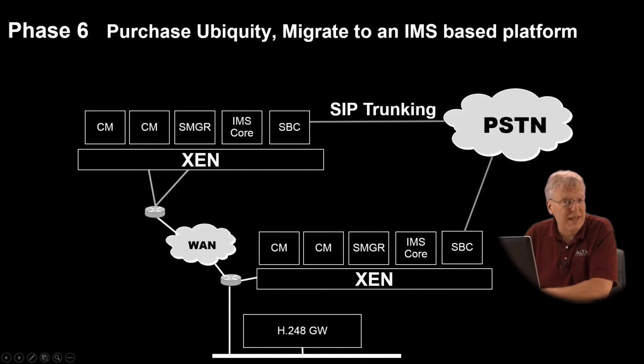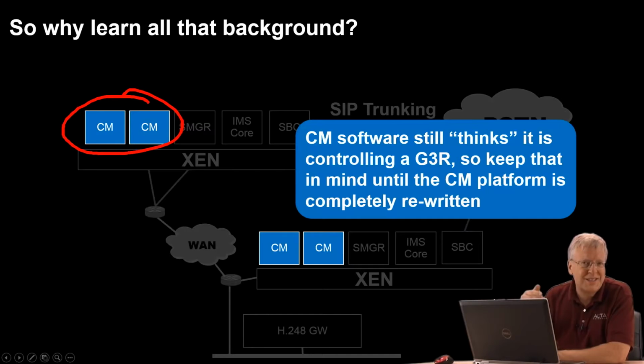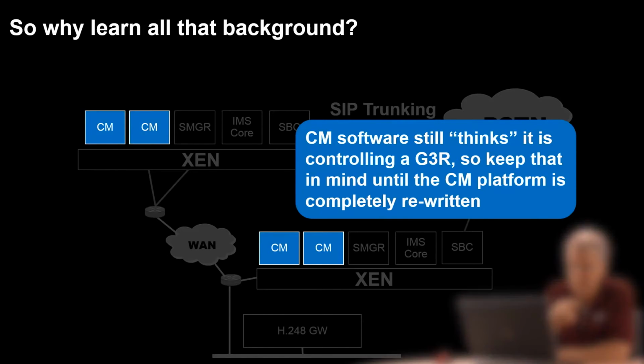So the next step then, which is the beginning of this course, is to realize this communications manager software is still really controlling that old G3R platform, so that when we actually run the Avaya SIP trunking course, this background that we just gave you is something you should bring, and now you have it. You have an idea of how the communications manager is thinking. Once the CM configuration is understood, as that's a bit of a retrofit, you'll see the clever ways that Avaya deployed to make the CM function, even though it's running on top of an IP multimedia subsystem core.